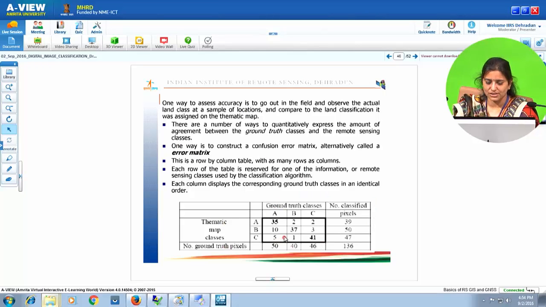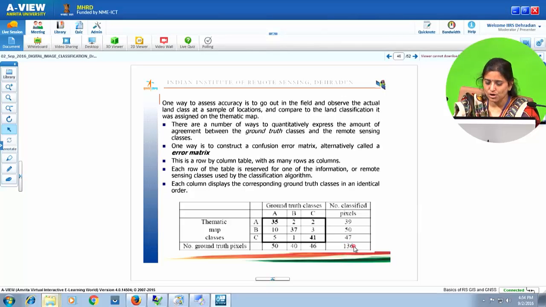Once we have this table, we will put it in the form of a matrix. This matrix is a square matrix which will have the same number of columns as the number of rows, and these will be the same as the number of classes that you have in your classification. So suppose in this classification we have 3 classes, class A, class B, class C. We have 3 classes in the ground truth also, A, B and C. Now a total of 136 pixels were selected. These many samples were selected at which the ground truthing was carried out.